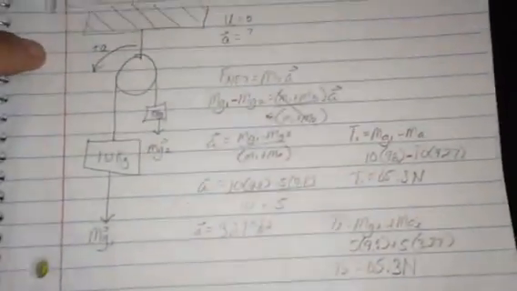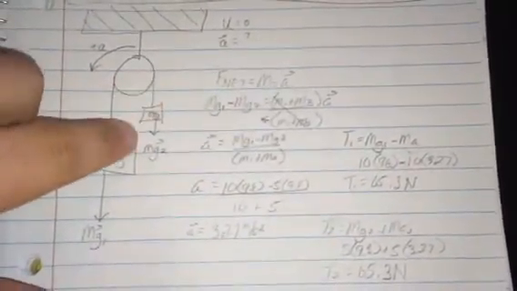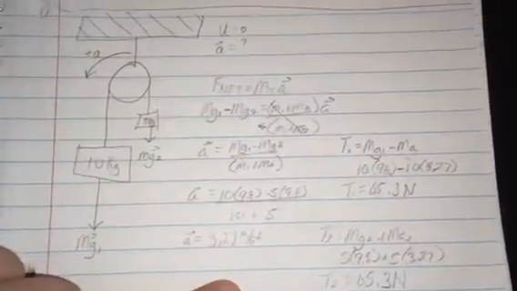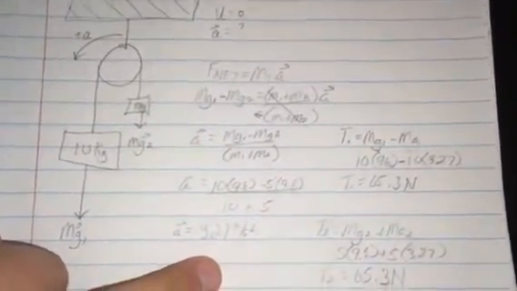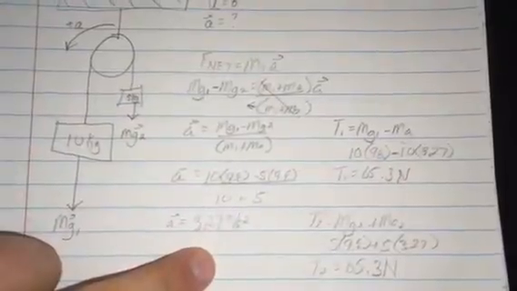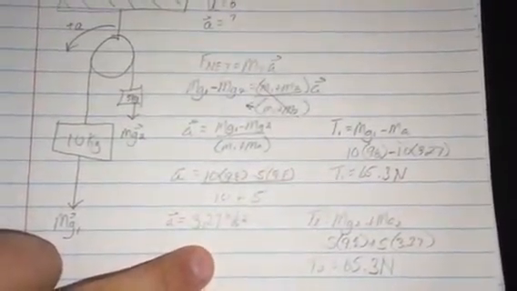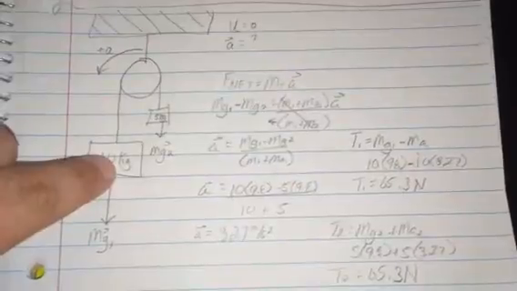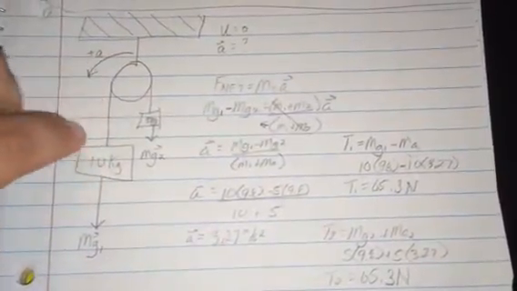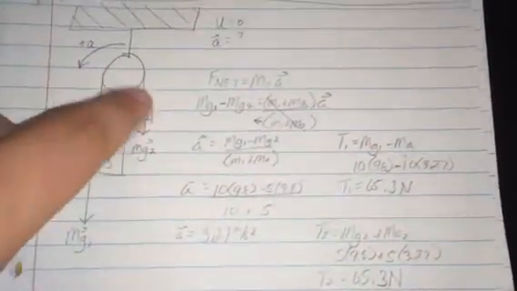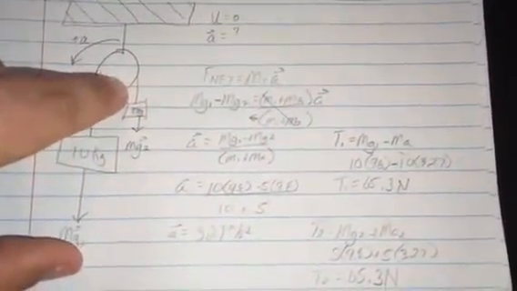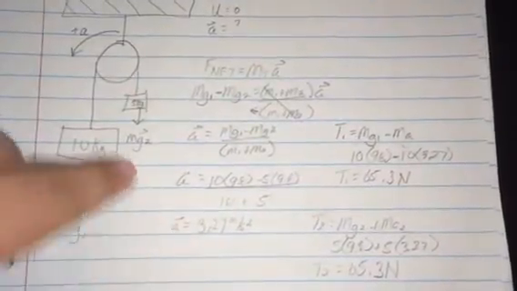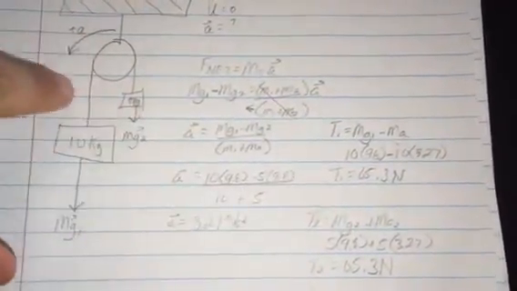Now for tension 2, which is this one, we would take the mg2 plus the ma2, and that would give us 5 times 9.8 plus 5 times acceleration, which is 65.3 newtons. The reason why we did the negative here is because it's coming this way, so it would just be minus the acceleration. We added here because we're going up, so it would be plus the acceleration. And that's how we find the acceleration of the system and the two tensions in the system.